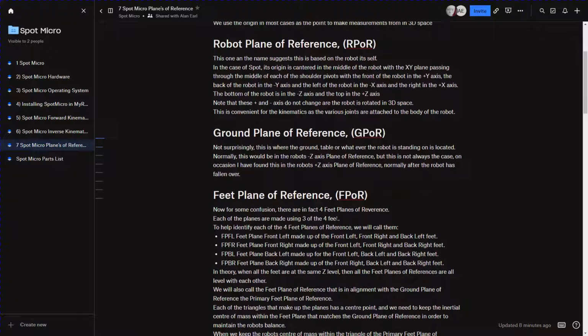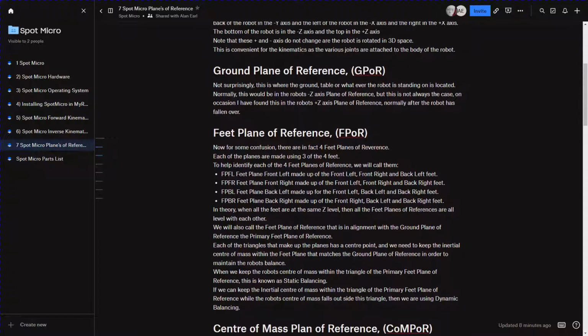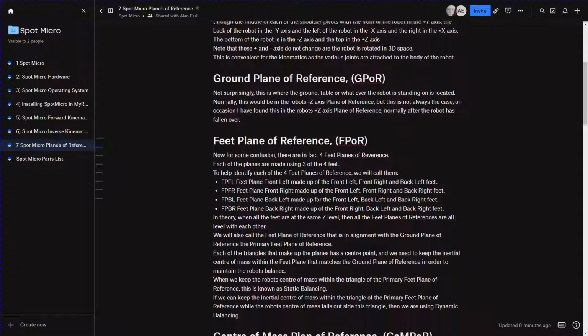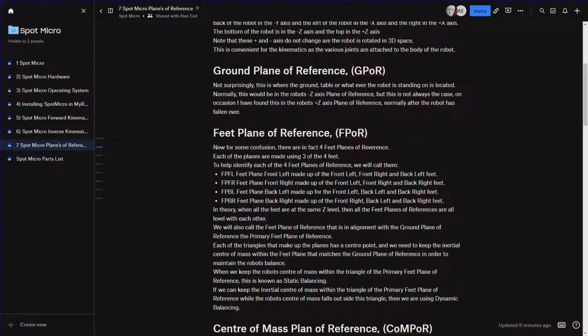Moving on, we've got the feet plane of reference. The feet plane of reference is pretty straightforward, and there's actually 4 of them. Because the feet may not all be at the same level, we use 3 of them in a tripod format to create our feet plane of reference. And any 3 feet can form a plane of reference.